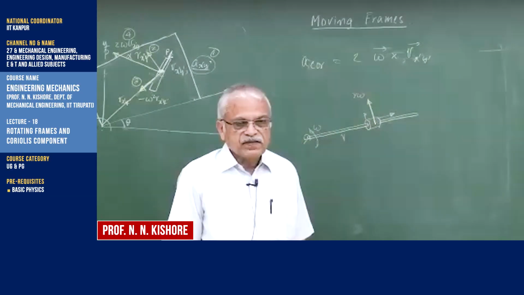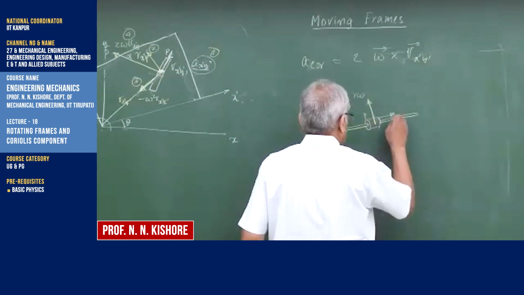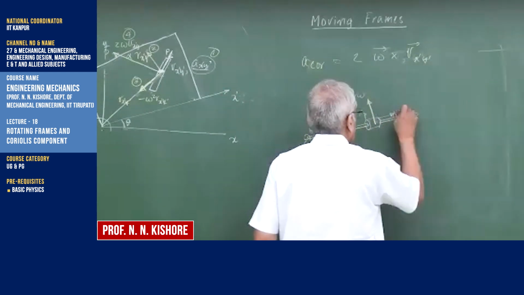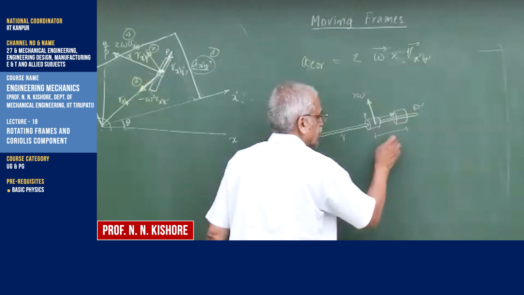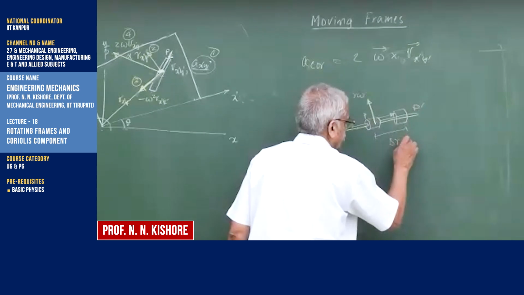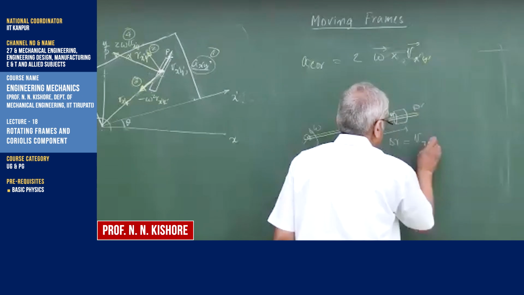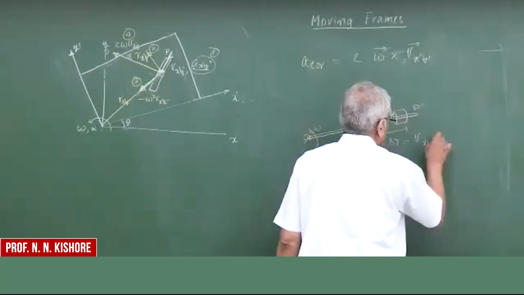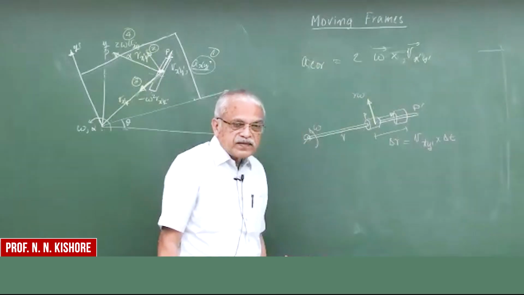So what's happening after that very small instant delta t? After a very small instant delta t, you are going to P prime. So this is a small distance. How much is that? If you call this delta R, it is nothing but your velocity times delta t, right?